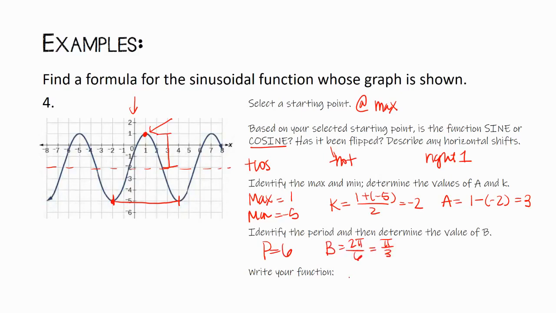So now we're going to write our equation. So this is y equals, and then the amplitude was 3, cosine of B, and this time we do have an h value, so we have to put that in parentheses and do x minus 1 since it was right 1, and then we're going to subtract 2 on the end because that's our K value.